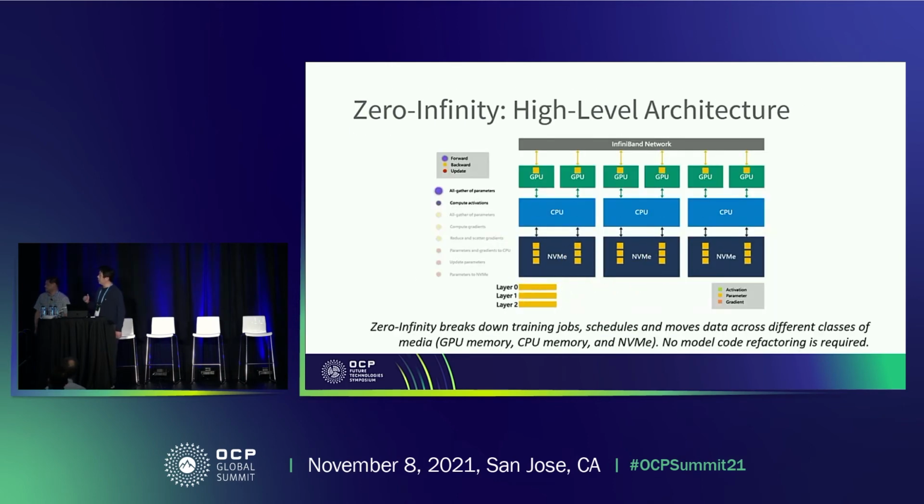So what is Zero Infinity at a high level? Basically, given a certain AI training model, it tries to break it down into individual small jobs and schedule them onto the individual GPU, CPU, and NVMe system components, and move the data across different classes of media in order to finish the job. This is essentially very similar to the traditional map and reduce methodology we are familiar with.